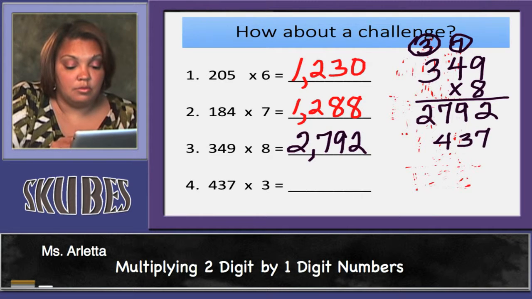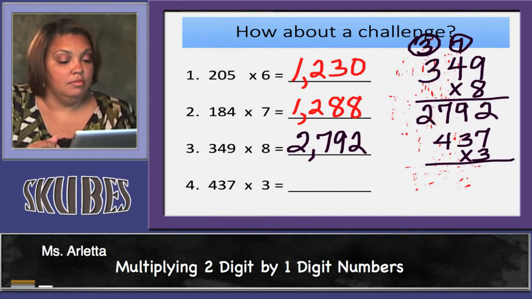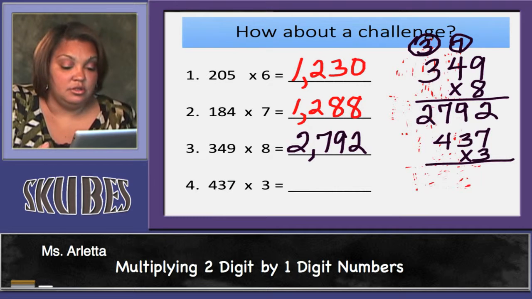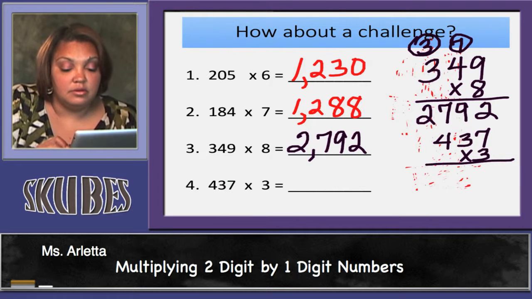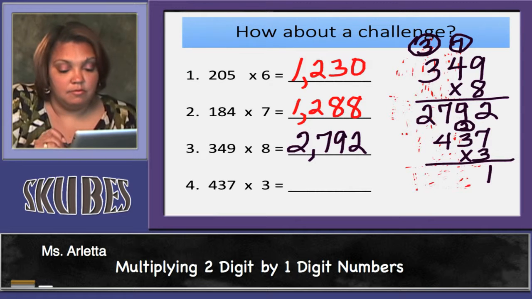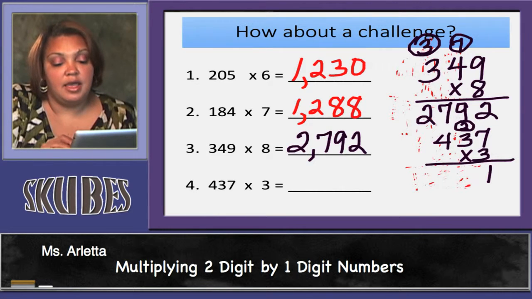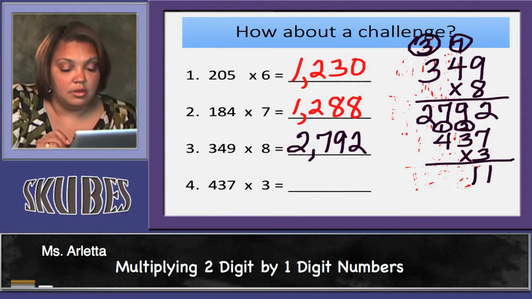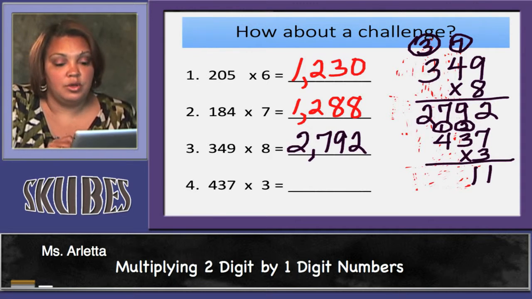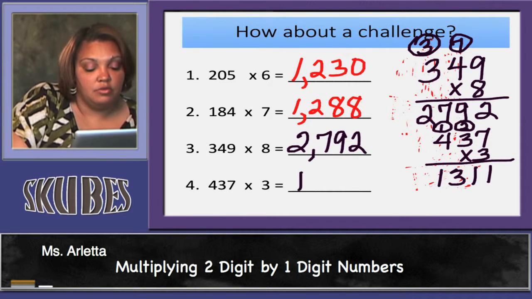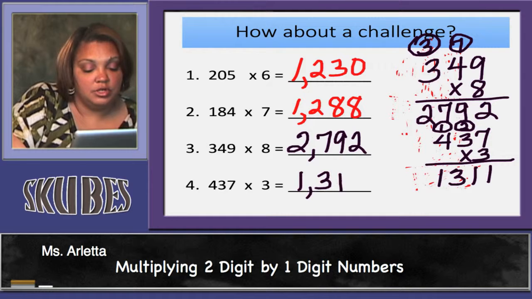And the last one, 437 times 3. You're getting pretty good. Now you're doing 3-digit by 1-digit. 3 times 7 is 21. Carry my 2. 3 times 3 is 9, plus that 2 makes 11. Carry my 1. 3 times 4 is 12, plus the 1 makes 13. We have an answer of 1,311.